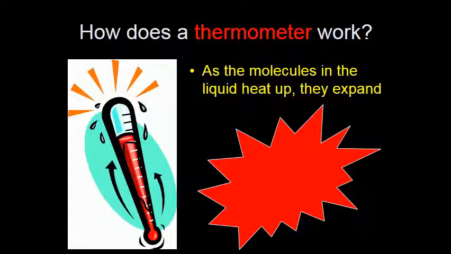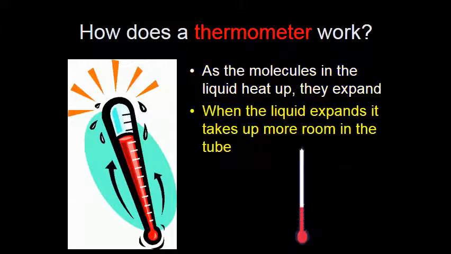So in a thermometer, you have this liquid. And when you put the liquid in something hot, the same thing happens that happened to the billiard balls in the last slide. They start to heat up and move around faster and bump into each other harder, so they start to take up more space. And so the liquid actually gets bigger. It expands. It takes up more room in the thermometer. So this process is what we call thermal expansion.